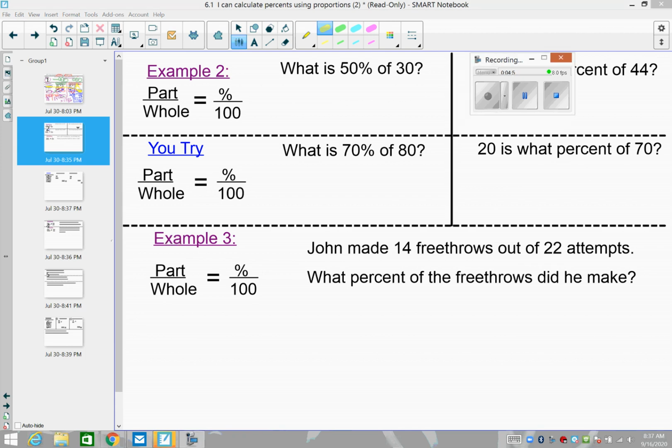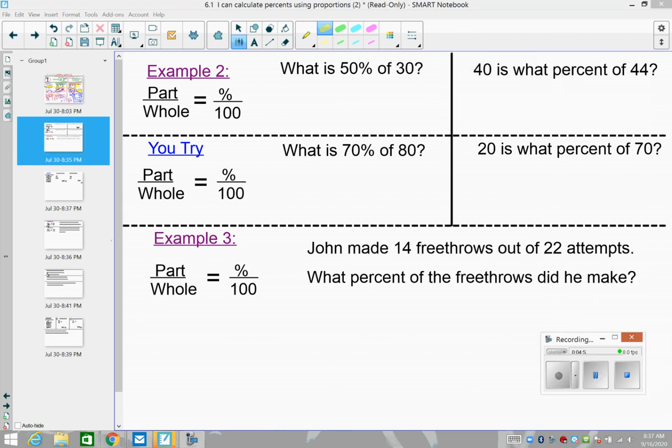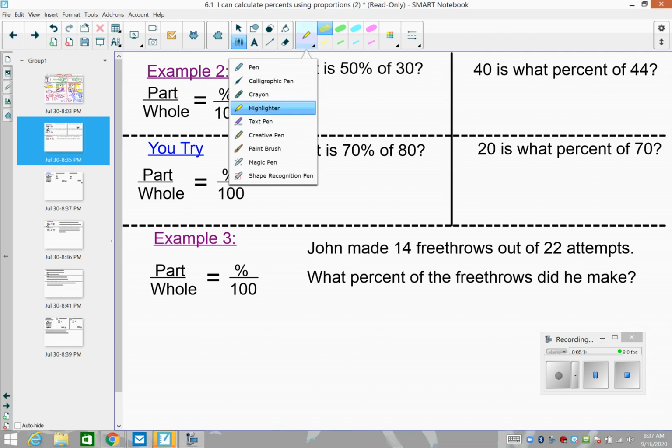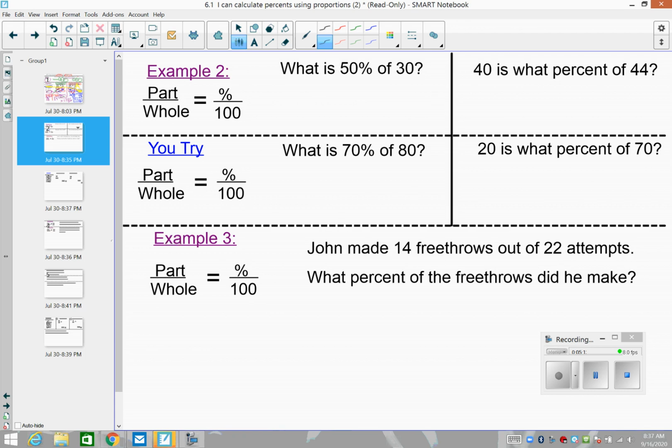For the next question, we're talking about this idea of identifying the part and identifying the whole. When we don't have a real world example given, we're just given that we know that we have 50% of something or we have 70% of something. So the setup there is very much the same. It's just being able to recognize the information. So the whole is always the of. The whole is the of.